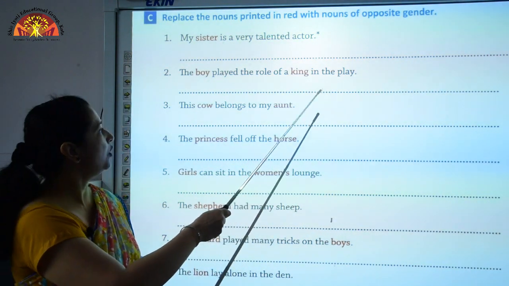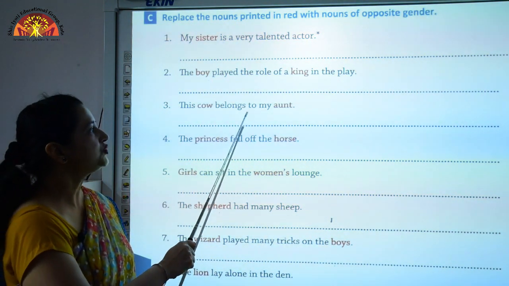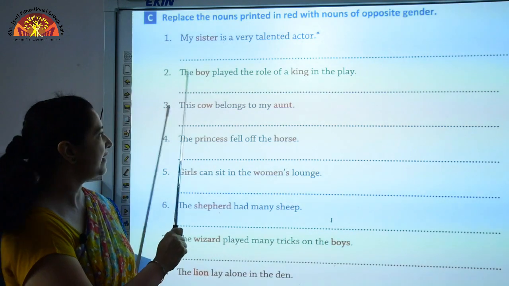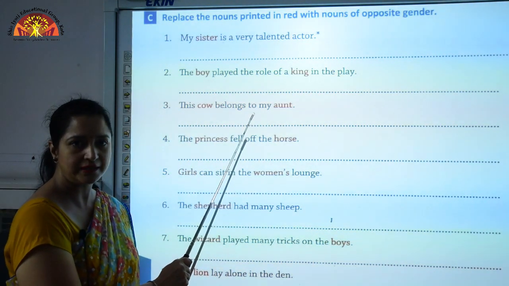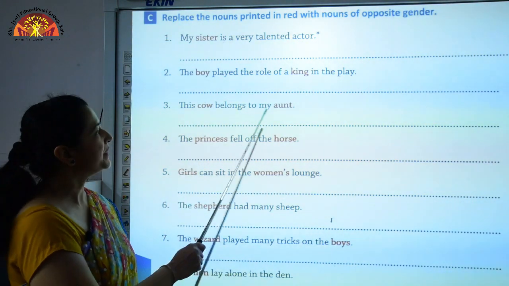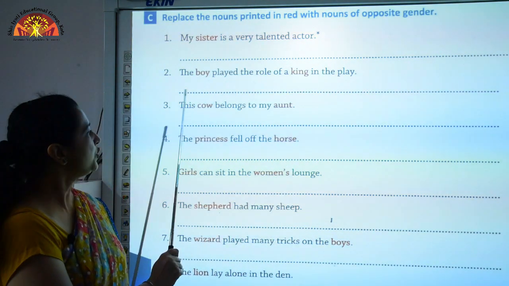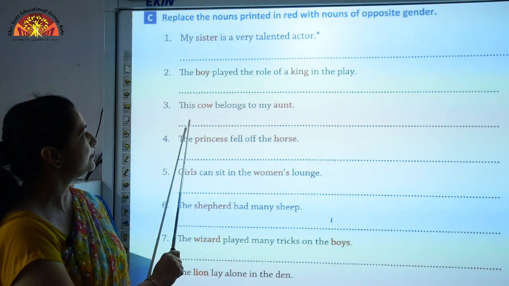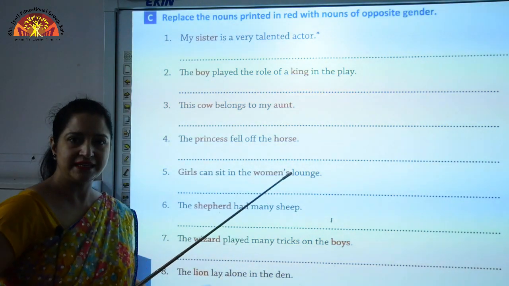Okay. Now moving to number 3. This cow belongs to my aunt. Here cow and aunt, these both nouns are in red color. So what is the opposite of cow? That is bull. And what is the opposite gender of aunt? That is uncle. So you will write this sentence like: this bull belongs to my uncle. Okay. Now is that clear to you all?